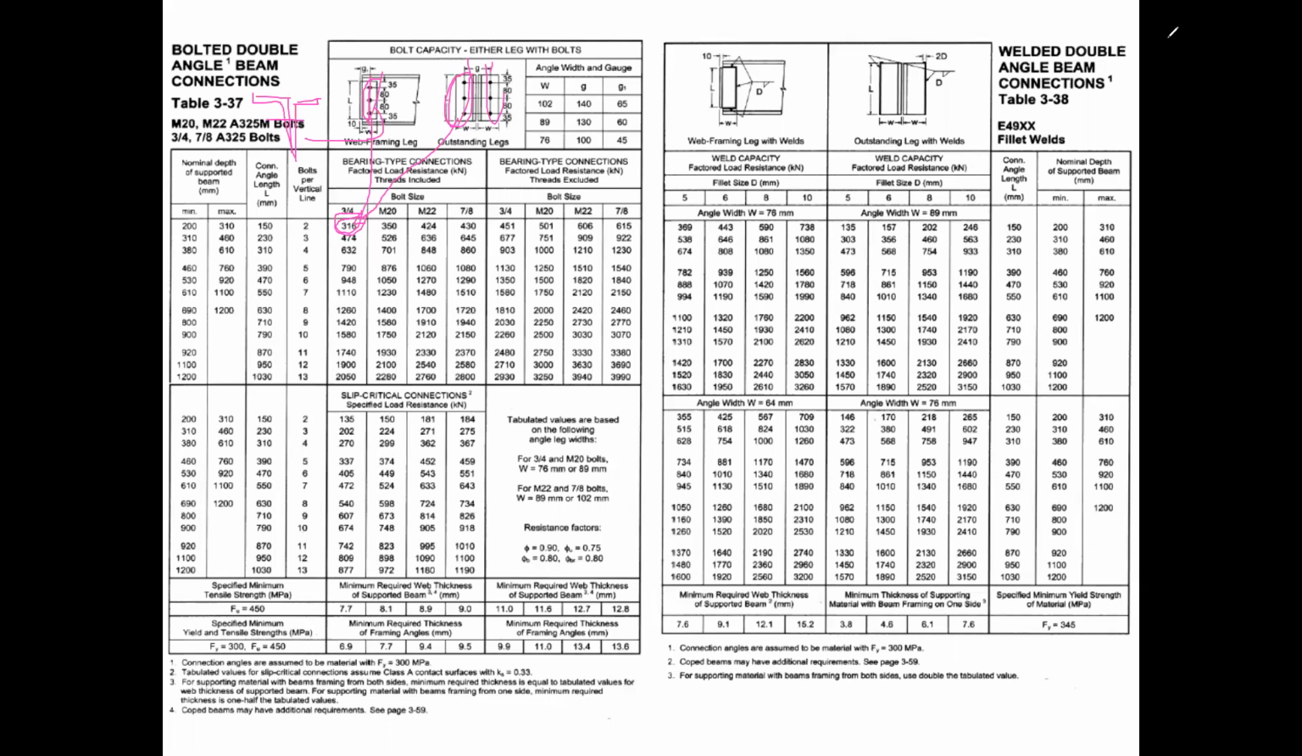Does anybody realize why? Would anybody want to venture a guess? Nobody has any idea why we have exactly the same value for 3 bolts and 6 bolts? Shouldn't the 6 bolts give me twice the value of the 3 bolts? Is it because there's more holes inside? That's why it's the same strength.